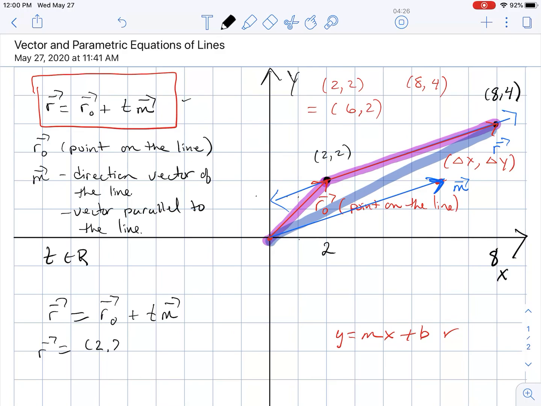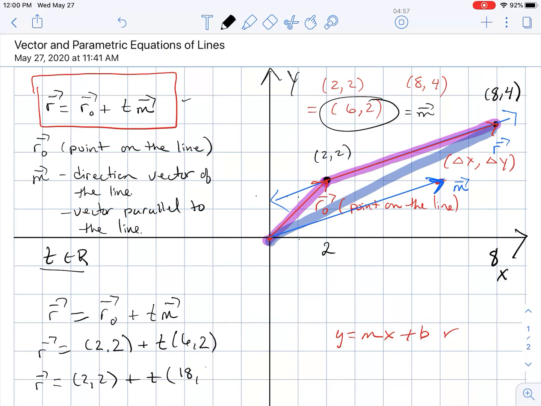So I could pick any point on the line, so I pick (2, 2), so I'm going to put that there for R naught, plus t multiplied by the direction vector, which we figured out, remember that was (6, 2), so I'm going to say direction vector m. Now you notice here, t can be any real number. Well, t can be any real number because suppose you had (2, 2) plus t, and then you had something like this. You had (18, 6). These two are the same.